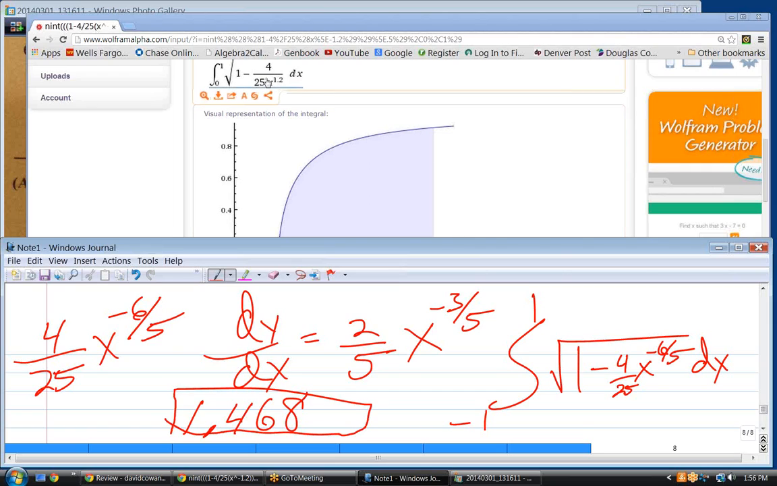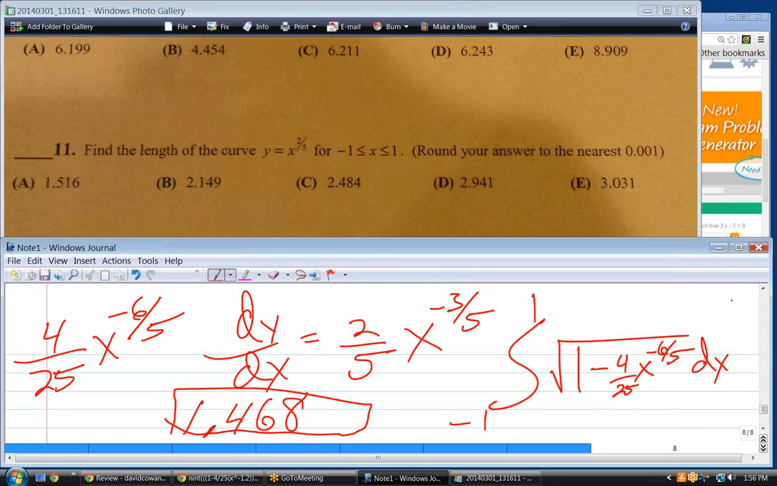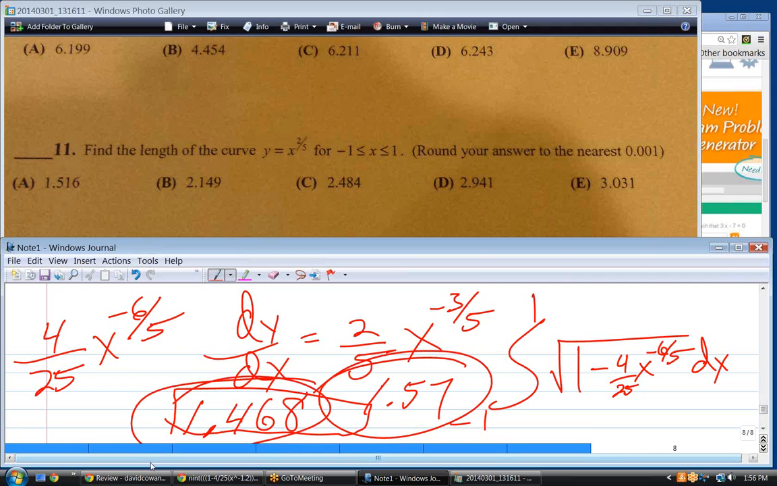I could try it on my calculator. I won't have time today, but I'll put it into my calculator and see if I can get a number for that. So at least we can figure out what the answer is here. The answer is supposed to be 3.031. Makes sense. That means that my part of the curve is going to be 1.57, which is a little longer than 1.468.